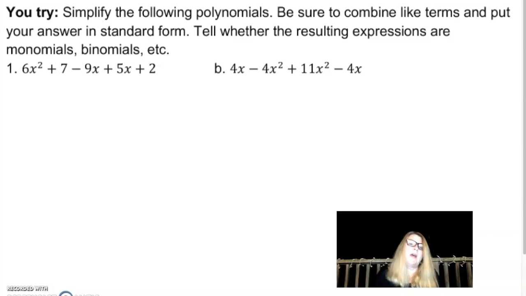On this one, it's a you try. So all I want you to do on this is simplify the polynomials, then look at it, make sure it's in standard form, and tell me whether it's a monomial, binomial, what kind of polynomial that is. And once you're finished, pause and check your solutions.